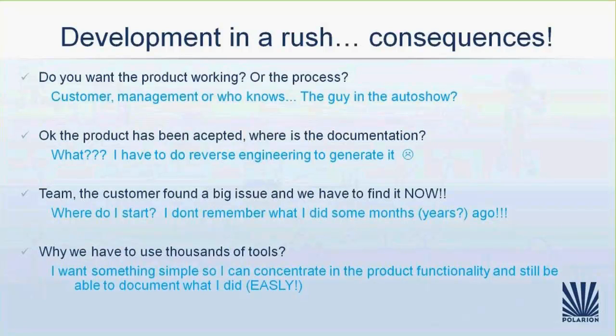And then we have the customer finding a big issue or a recall, and we have to fix it right now. Why? Because it's affecting all the vehicles that shipped already. Those are hundreds of thousands, and it needs to be fixed right now. So where do I start? I don't remember what I did some months ago, or maybe years. So again, it's painful to find the correct information in order to figure out where the issue could be.